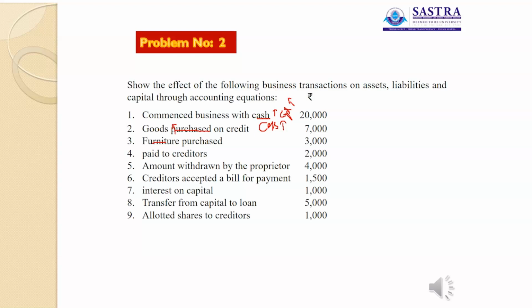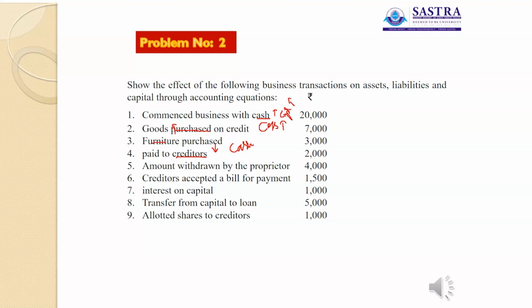Then the next one is paid to creditors, amount paid to creditors. So cash account and creditors account are involved. Here creditors account will decrease, since the amount is paid to creditors. Cash account also decreases, that is, the amount goes out of the business, so that account will decrease. Here both values should decrease. Asset decreases as well as liabilities also decrease.